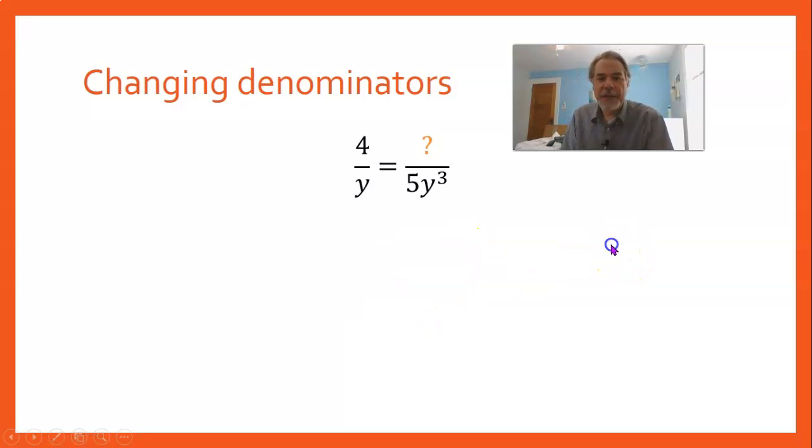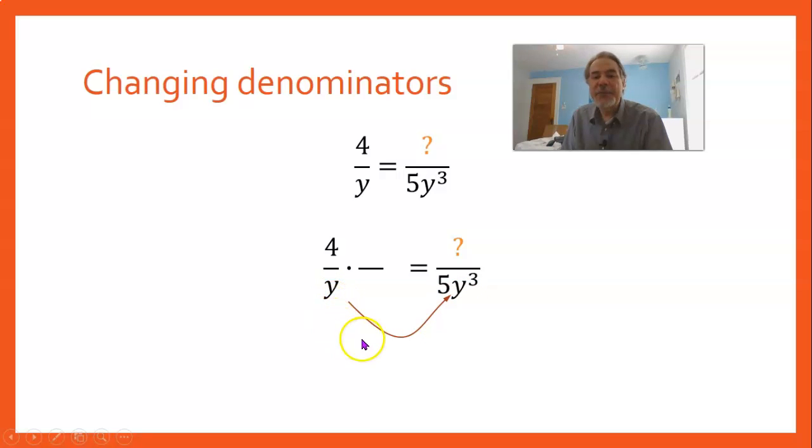So let's try another one of these. What does the denominator have to be in the second fraction here in order for these two fractions to be the same? 4 over y equals what over 5y cubed? So to start with, think, what would you have to multiply by to get from this denominator to this denominator? Y times what gives you 5y cubed? Well, we're going to have to multiply by 5, and we already have 1 y, but we need 2 more to get y to the third power. So the factor that we have to multiply by is 5y squared.